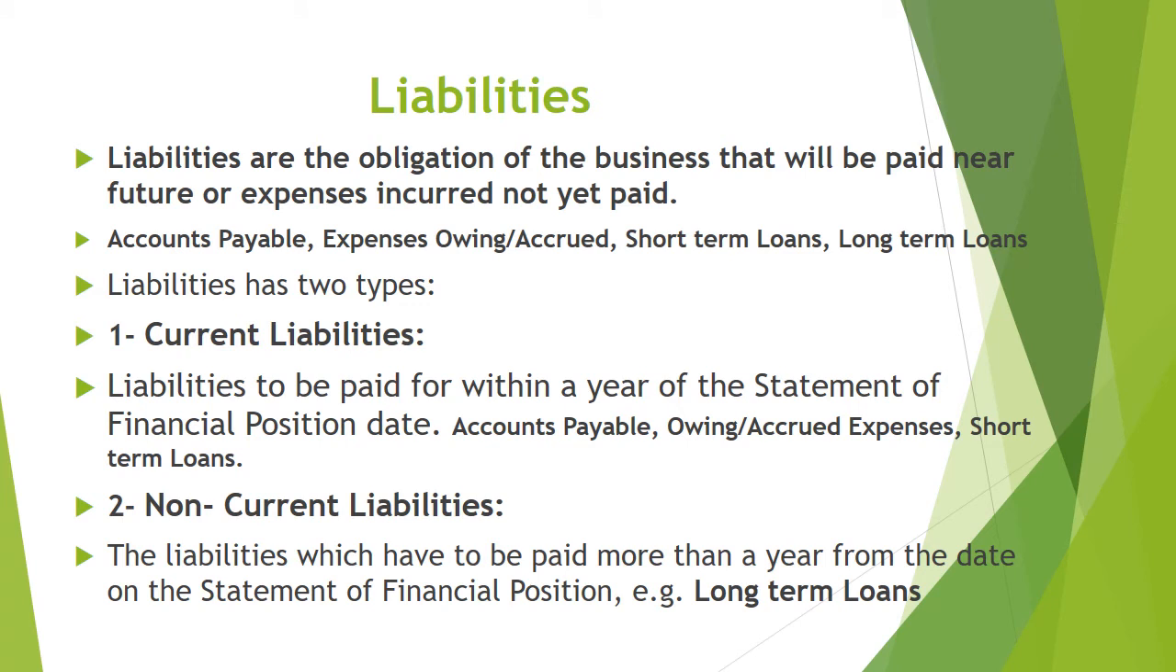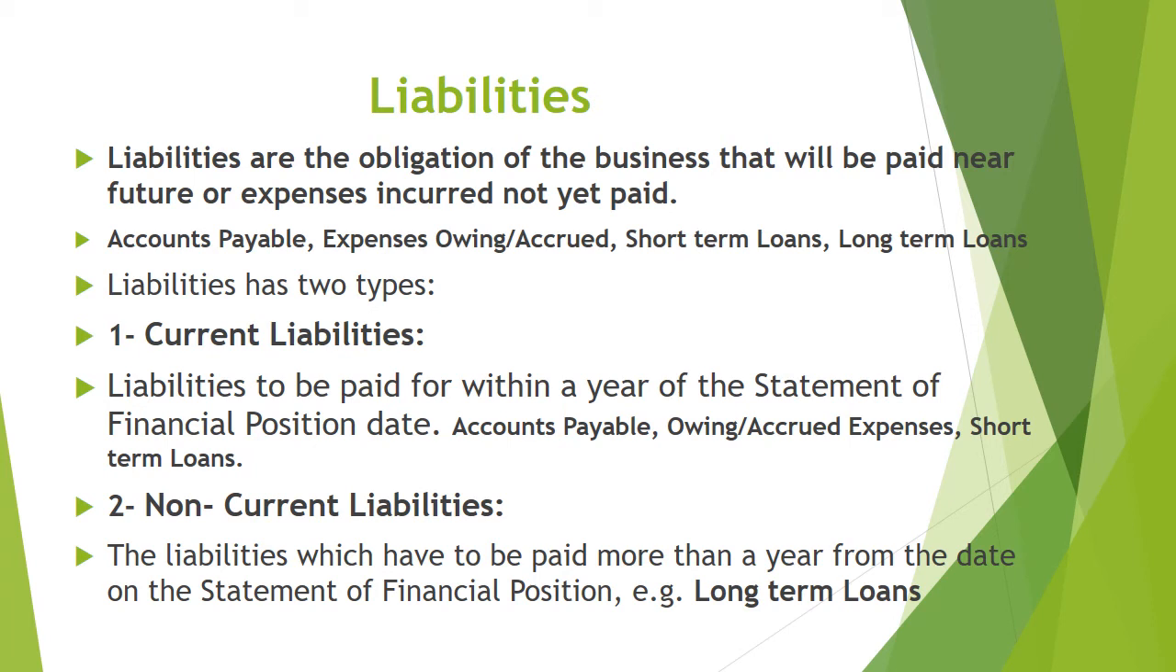And liabilities are the obligations of the business that will be paid in the near future, or expenses incurred but not yet paid. Means liabilities are the obligation of the business. It can be payable in the future, or expenses that are incurred but not yet paid, like accounts payable, expenses owing or accrued. We can say owing or accrued expenses. Short-term loans, long-term loans. Liabilities have two types.